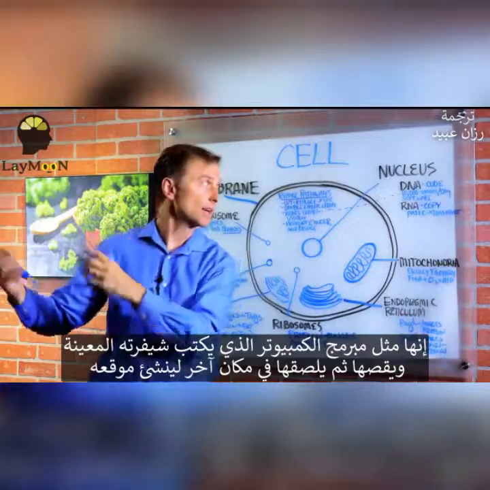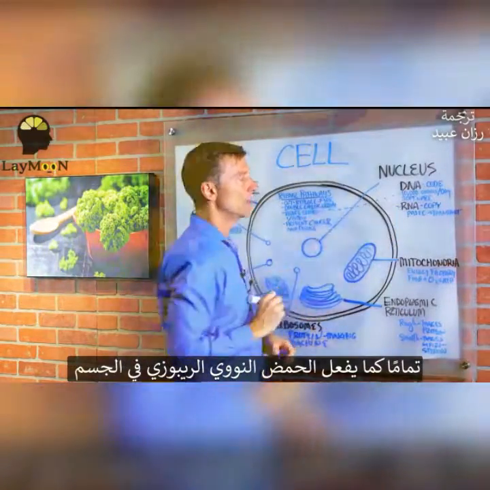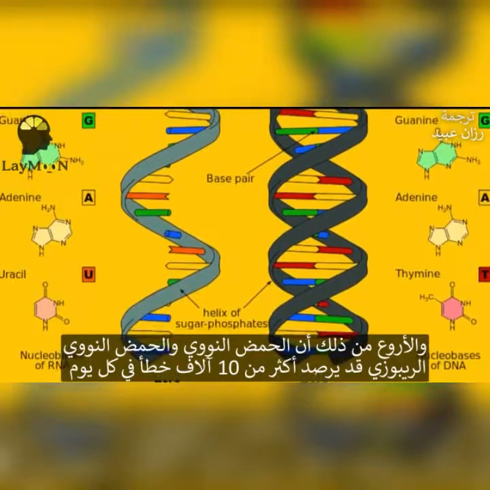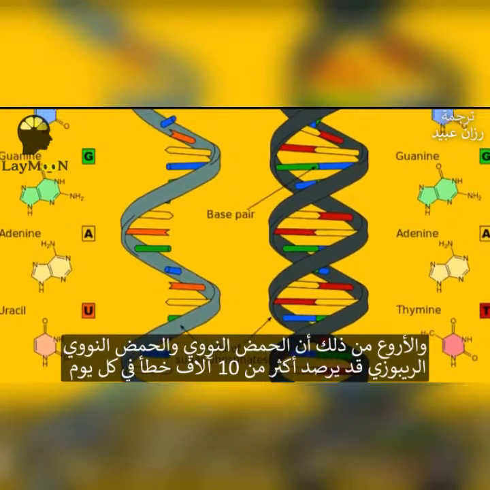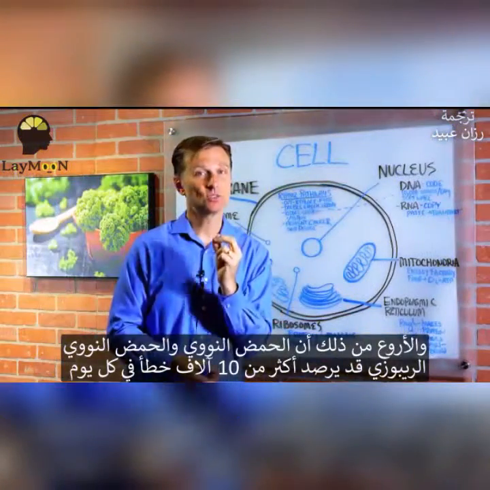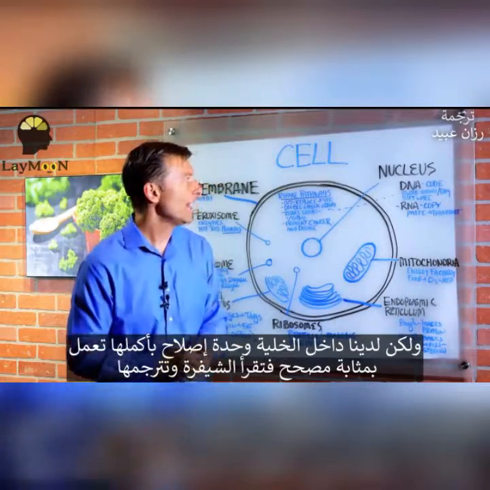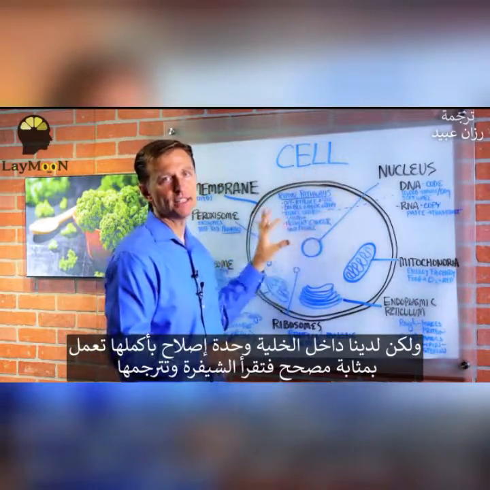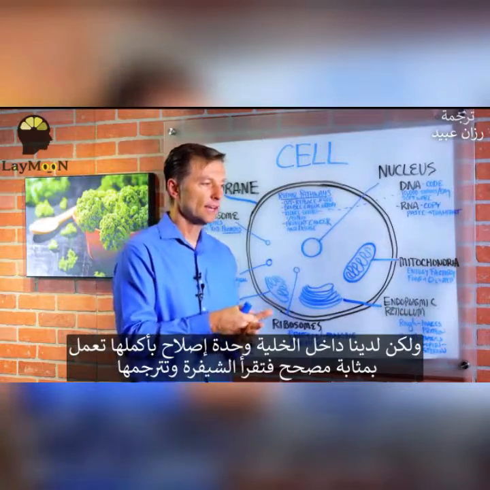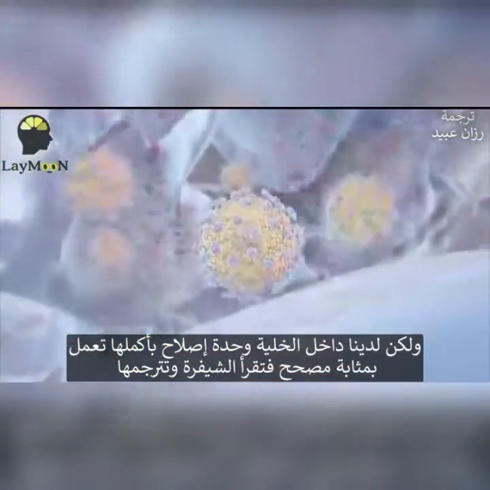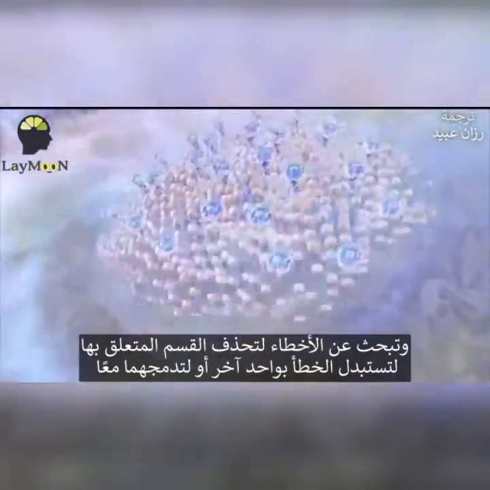So just like a computer programmer that would write his certain code and then maybe cut and paste it into a different thing to make a website, your body has the RNA to do that as well. Now what's even more amazing is the DNA and the RNA could have over 10,000 errors every single day, from things like radiation to chemicals to things that oxidize the cell, free radical damage, etc. But we have an entire repair unit in the cell that can go in there like a proofreader, read the code, translate the code, and look for errors.